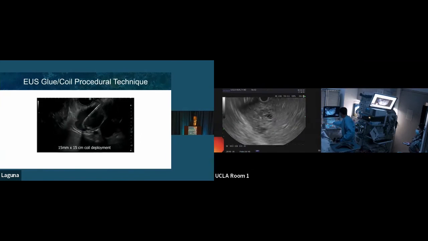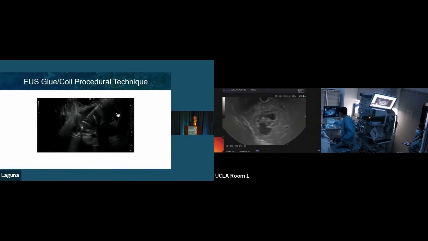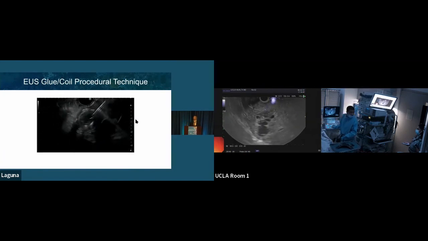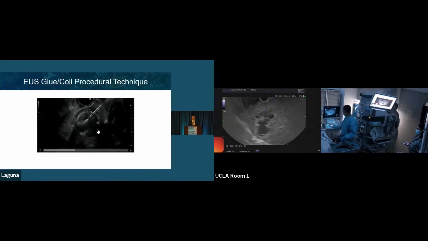Most of these coils you'll deploy through a 19 gauge needle. There are smaller coils you can deploy through a 22. You can see in real time how easy it is. It's a very short needle stick. We can put the coil directly in there, and then we can add additional coils as we need through the same puncture.